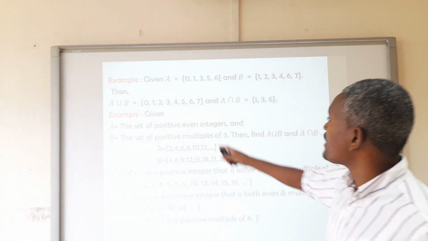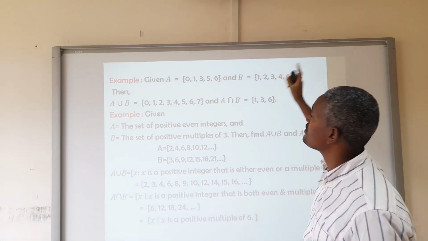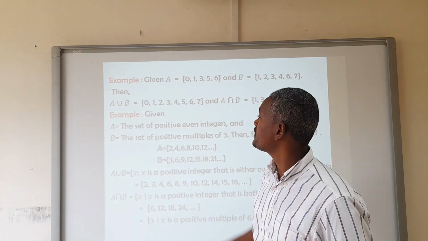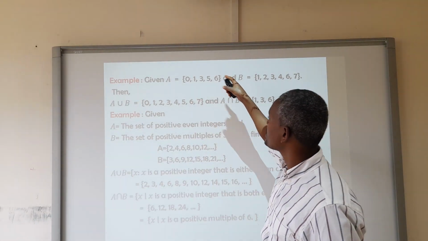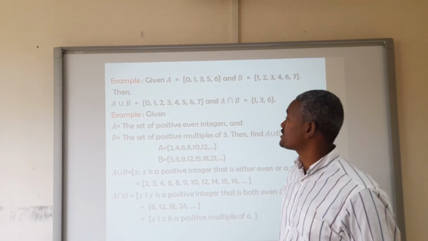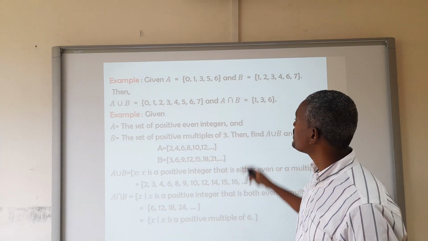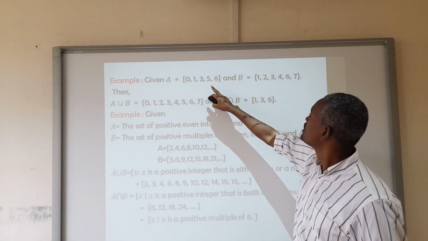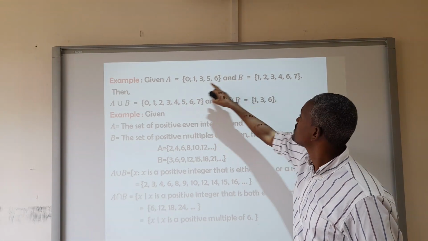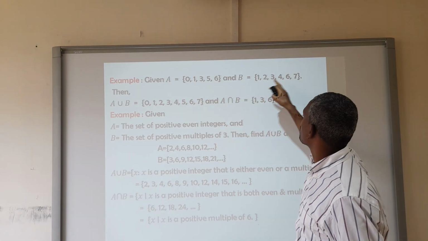Given two sets, A is {0, 1, 3, 5, 6} and B is {1, 2, 3, 4, 6, 7}, then A union B is clearly those elements which are found in A or in B, included in the union set. So {0, 1, 2, 3, 4, 5, 6, 7} is the union. The intersection of the two sets is 1, which is an element on both sides, and 3 is also an element on both sides, and 6 is an element of the two sets.